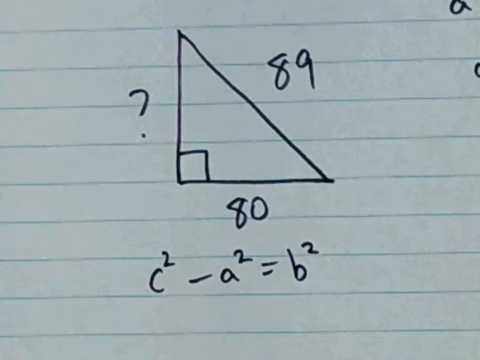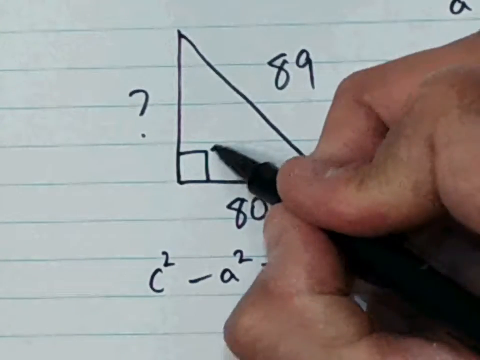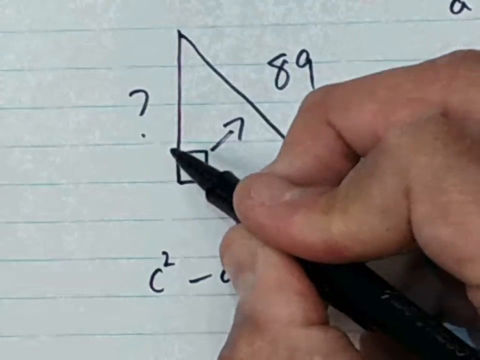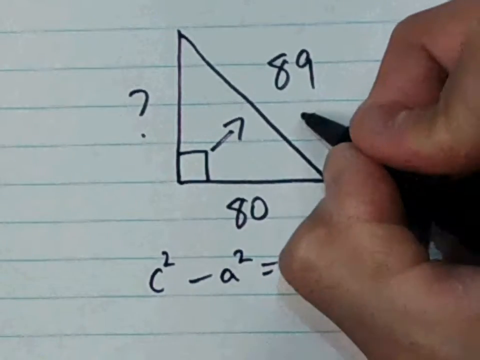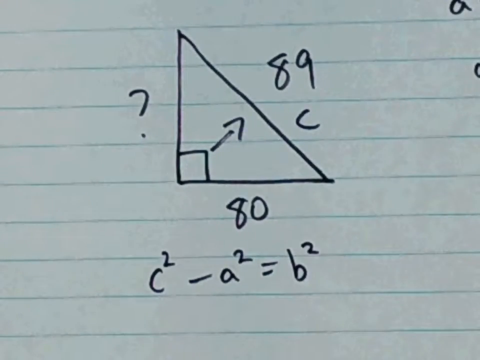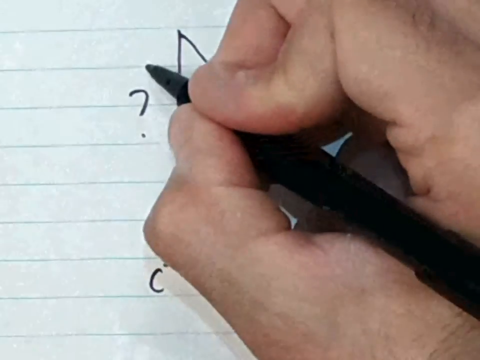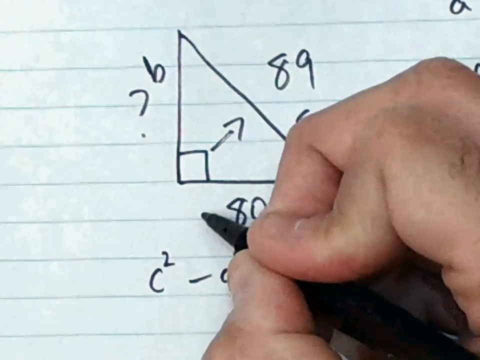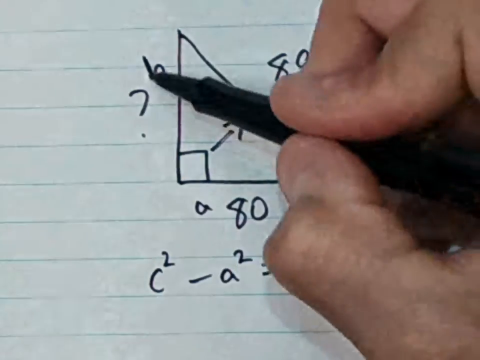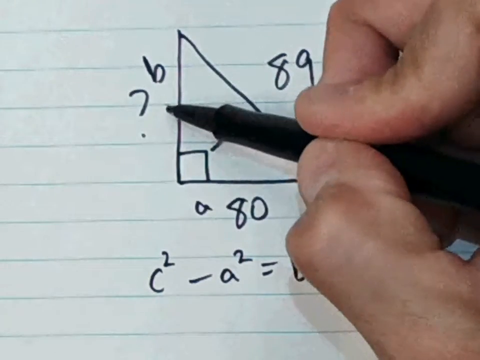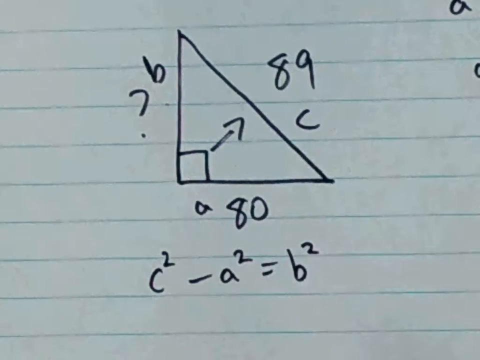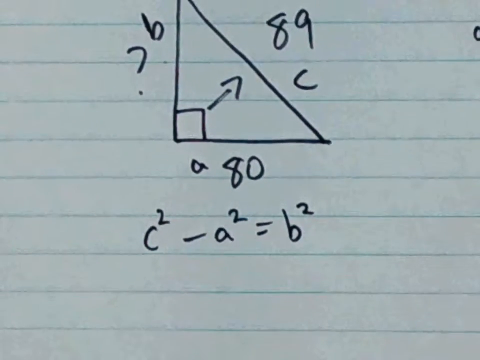So label my sides. I know right off the bat that this will be my hypotenuse because it's opposite of the right angle. So I'm going to label that as C. I don't know this leg, so we could label that as B to make it easier. And then A. Again, it doesn't matter if I label this leg A or B, as long as your hypotenuse is labeled C. So now we just enter them into our formula.